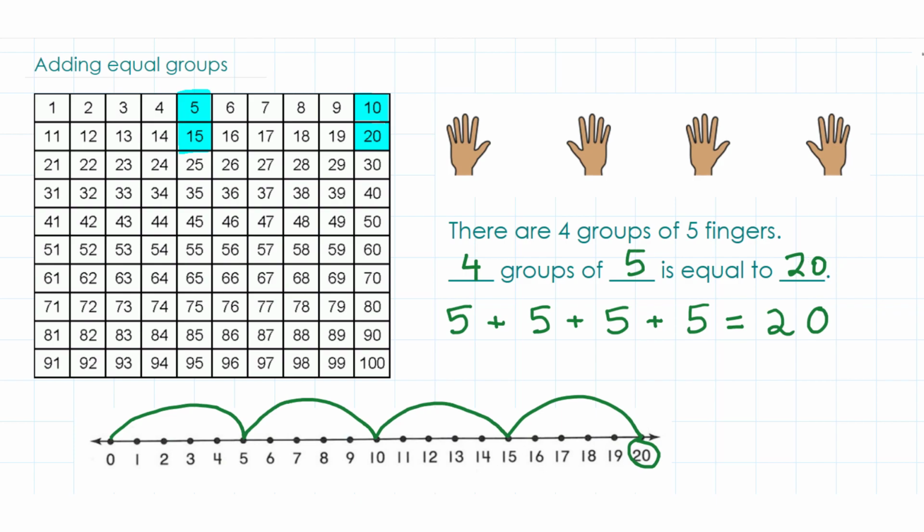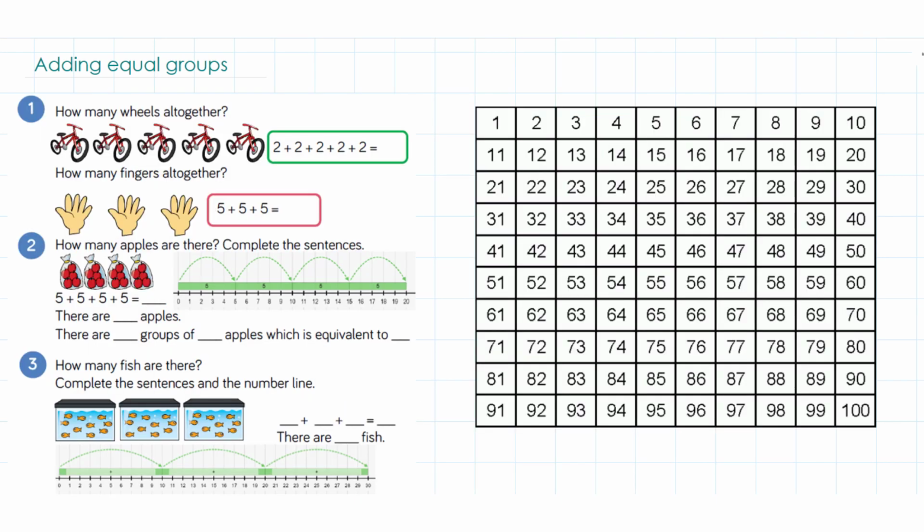Very, very well done. Now, there is a quicker way of saying 4 groups of 5. It means the same thing, but it's a bit quicker. And we can just say 4 5s. 4 5s is equal to 20. I hope that all makes sense.